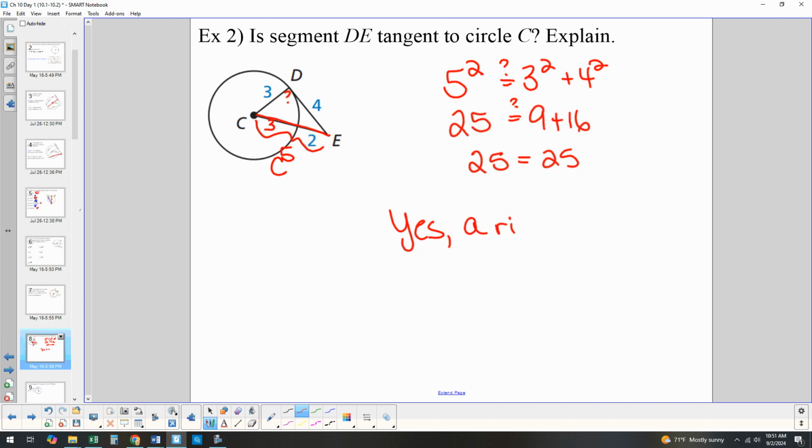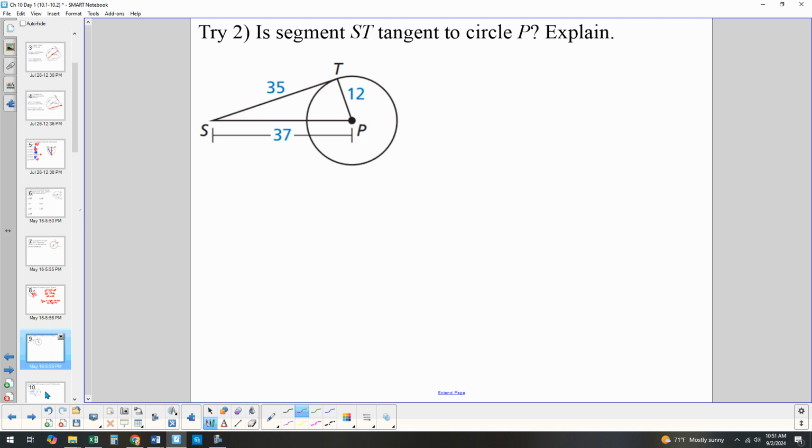A right triangle has a right angle. Just yes is fine. I just want to give a bit more of an explanation here. But if you just told me yes, as long as you showed me your work, you're okay. So here's try 2. Pause if you'd like. Answers are posted online.